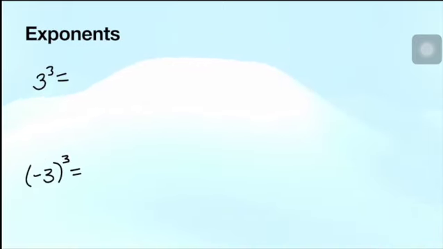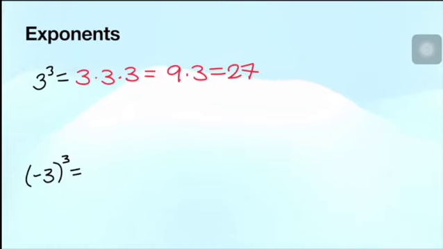All right, one more operation. What about exponents? So 3 to the third. Exponents just mean repeated multiplication. 3 to the third means we take 3 times 3 times 3. We multiply 3 by itself 3 times. And 3 times 3 is 9, times another 3 is 27.